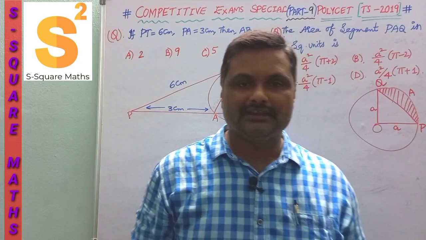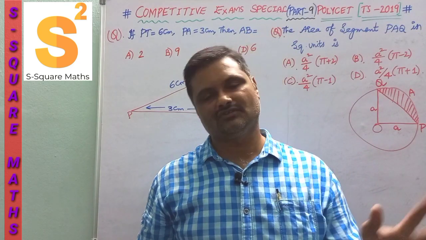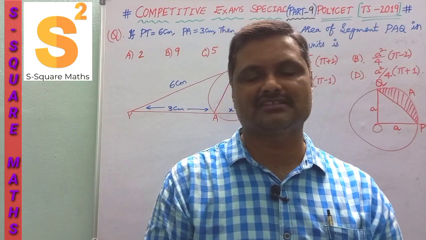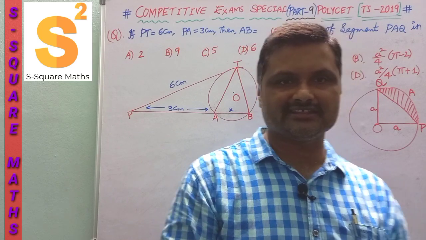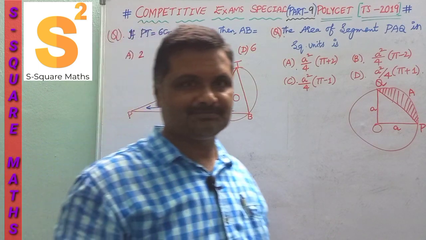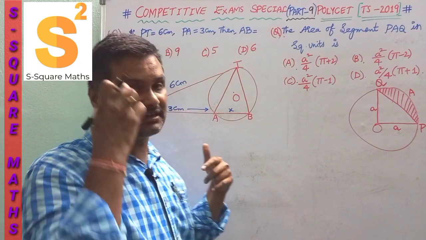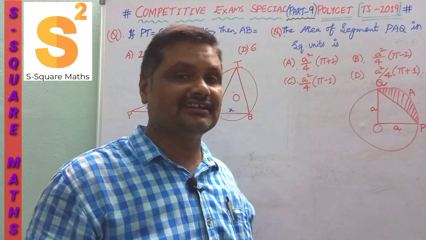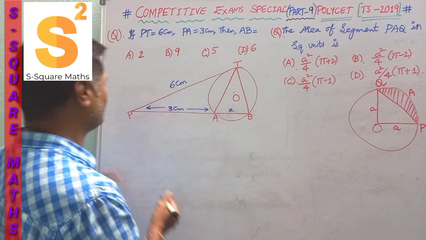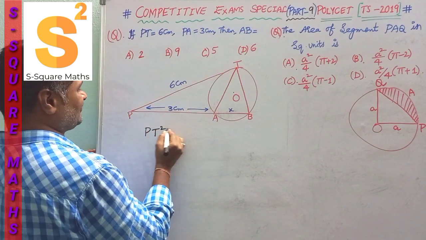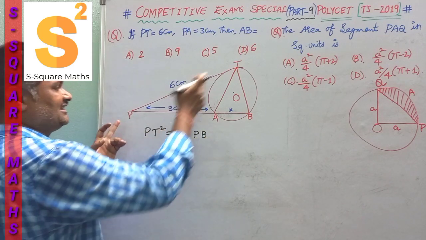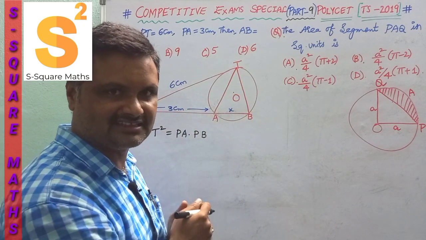In general, SSC students of all the boards will get confused because it is a little bit out of syllabus, not so complicated but very easy. PT is a tangent and PAB is a secant, and O is the center of the circle. If PT is a tangent and PB is a secant, then we have the property that PT square is equal to PA into PB, where PT is a tangent and PB is a secant. This is a property we have.